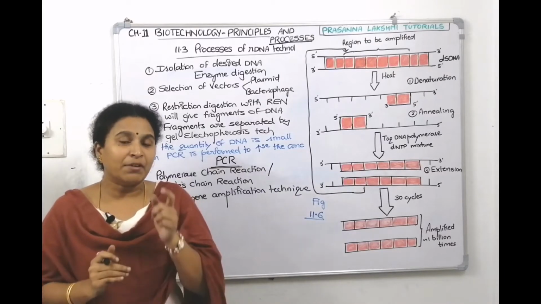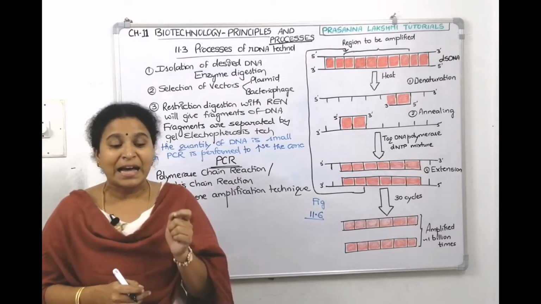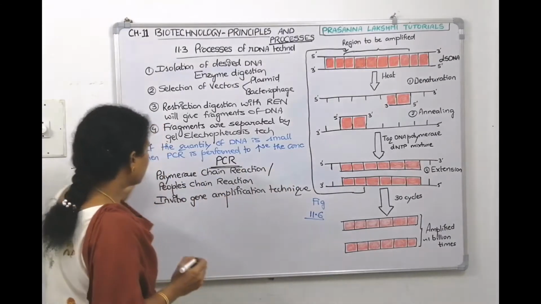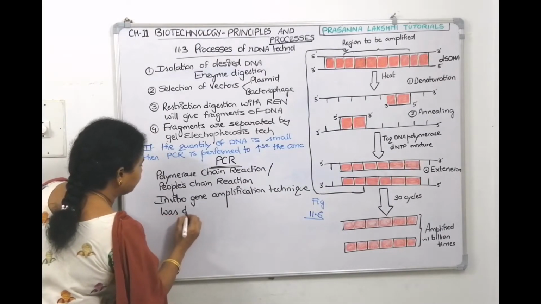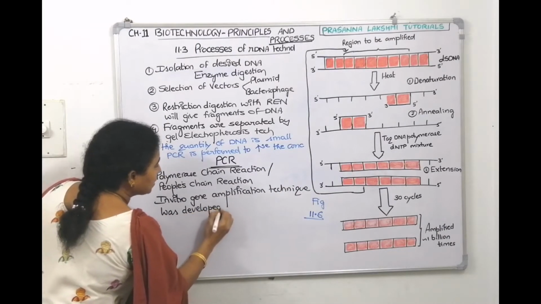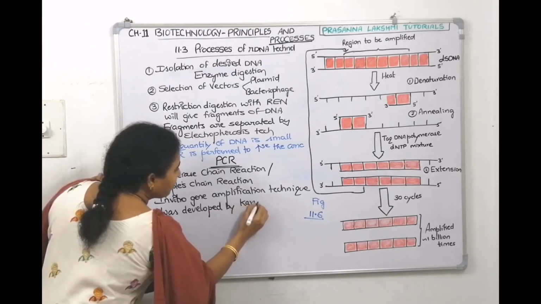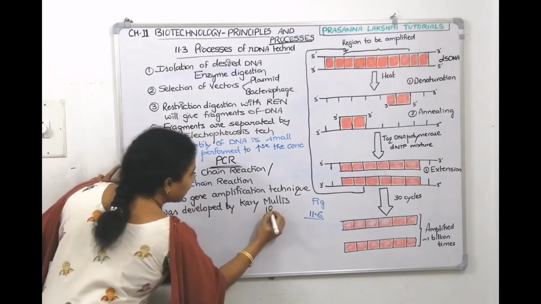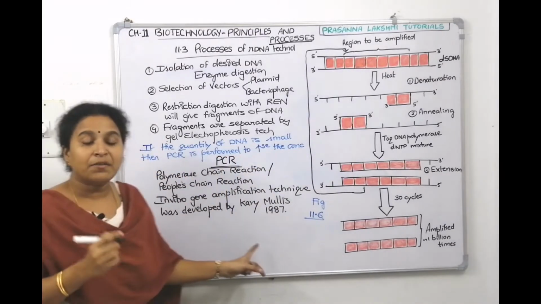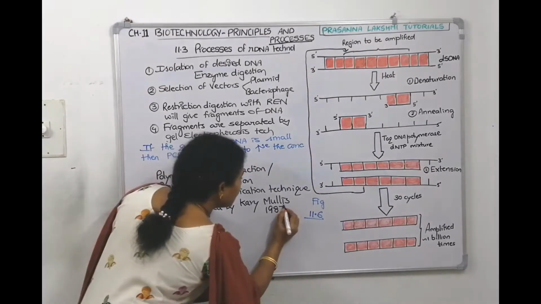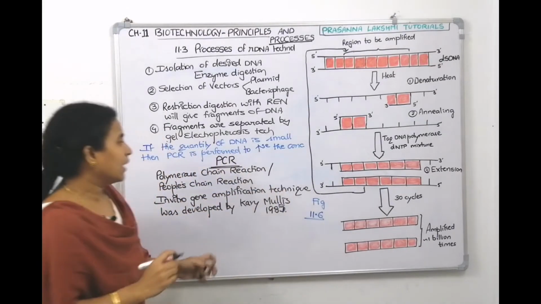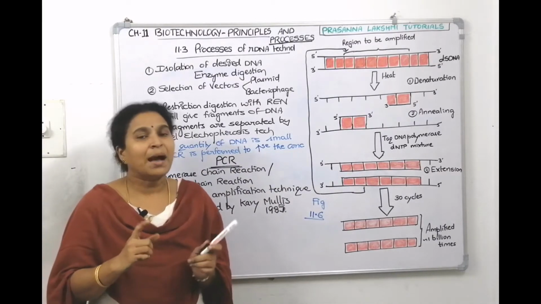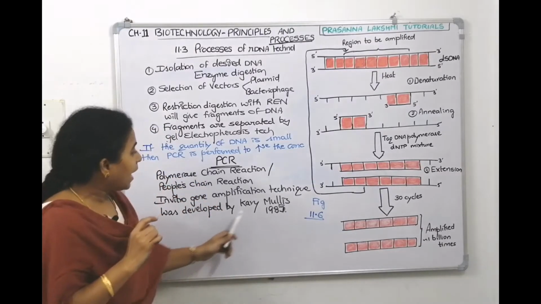Right? Who developed the technique PCR? A scientist called Kary Mullis developed the technique PCR in the year 1985. Now you understood what is PCR. PCR is a gene amplification technique. Who developed it? Kary Mullis developed it.